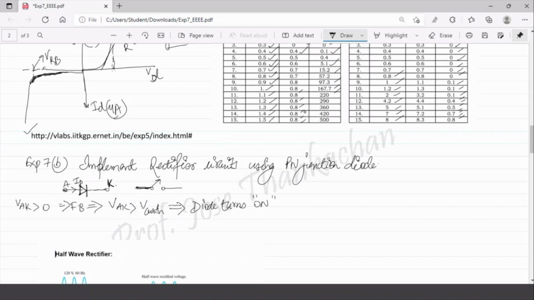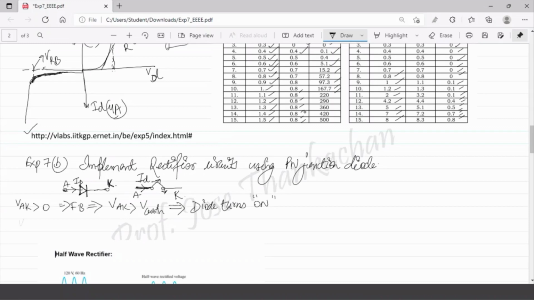This switch is actually being closed during the forward bias condition. Whenever the voltage is greater than the cut-in voltage, the switch is closed and a flow of current is established from anode to cathode. Isn't it? From anode to cathode only, not cathode to anode.